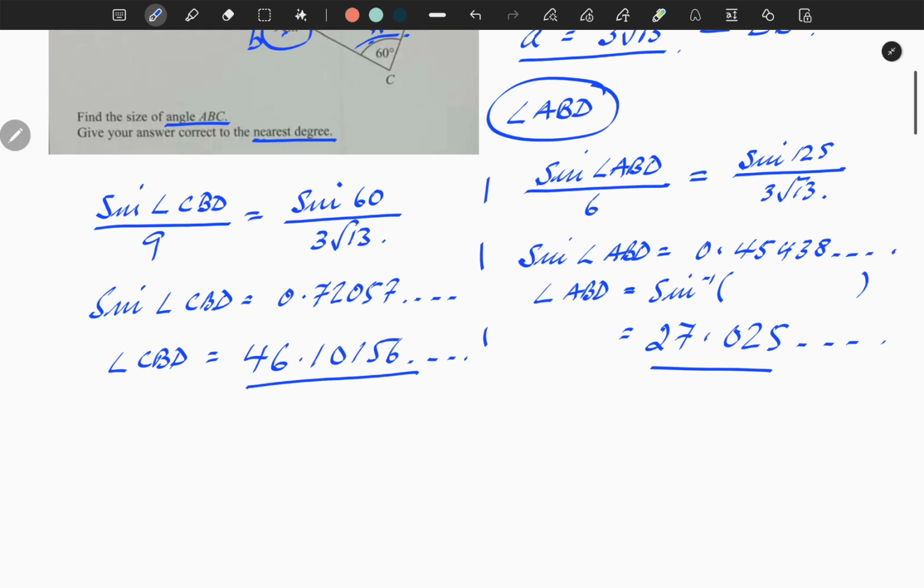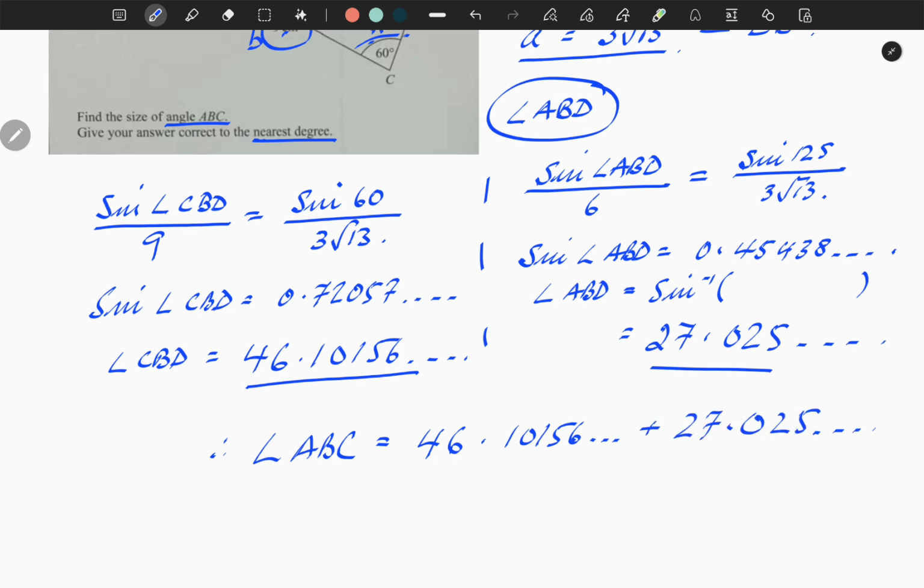Therefore, angle ABC equals, and remember it's to the nearest degree, 46.10156, etc., plus 27.025, etc. The whole thing to the nearest degree is 73 degrees. So that should be the correct answer.